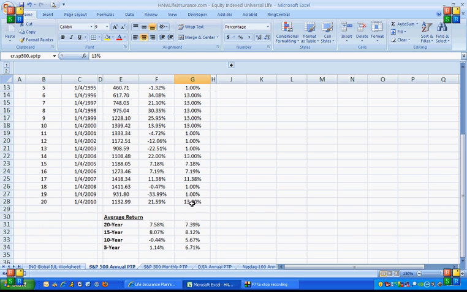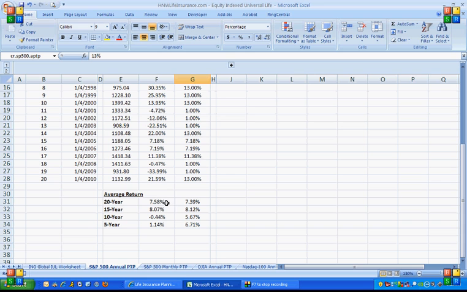So let's take a look at this. If we look at a 20-year historical, the S&P 500 would have averaged 7.58%. This is with the negatives, this is with the positives, this is with everything. If you look at what we would have been credited in an equity index policy, it would have been 7.39. So just slightly off, but very, very close. If you look at the 15-year average, the equity index strategy outperformed the S&P 500 very minimally. Again, it's much like our 20-year average.